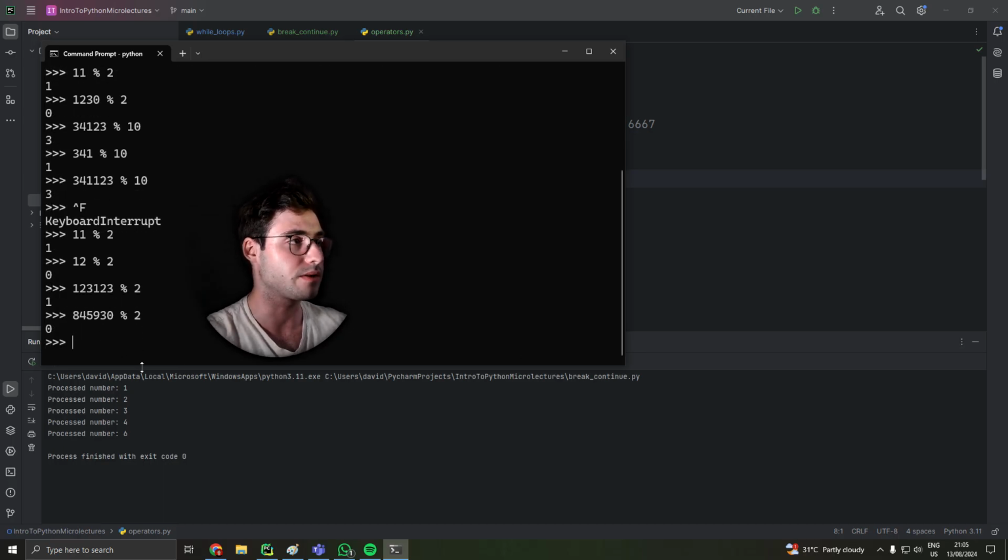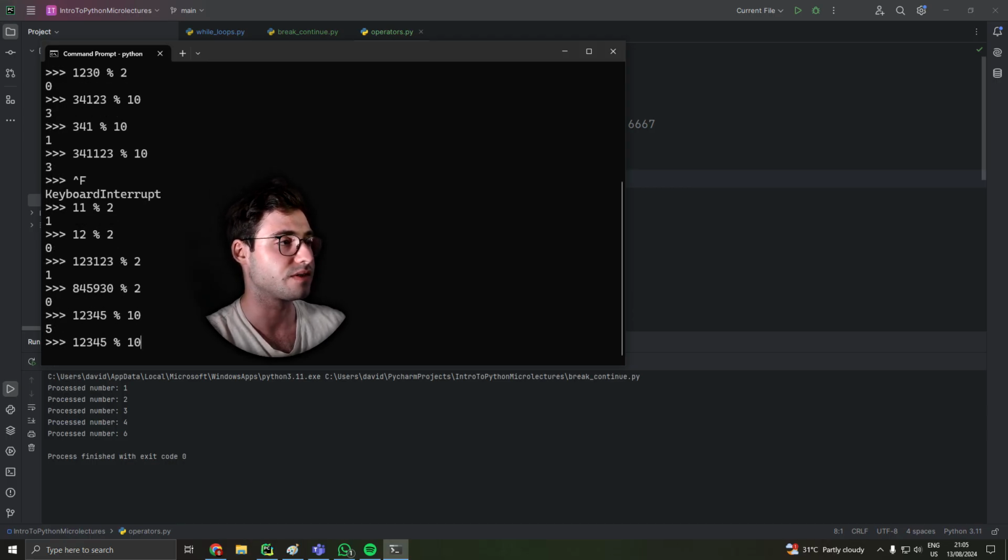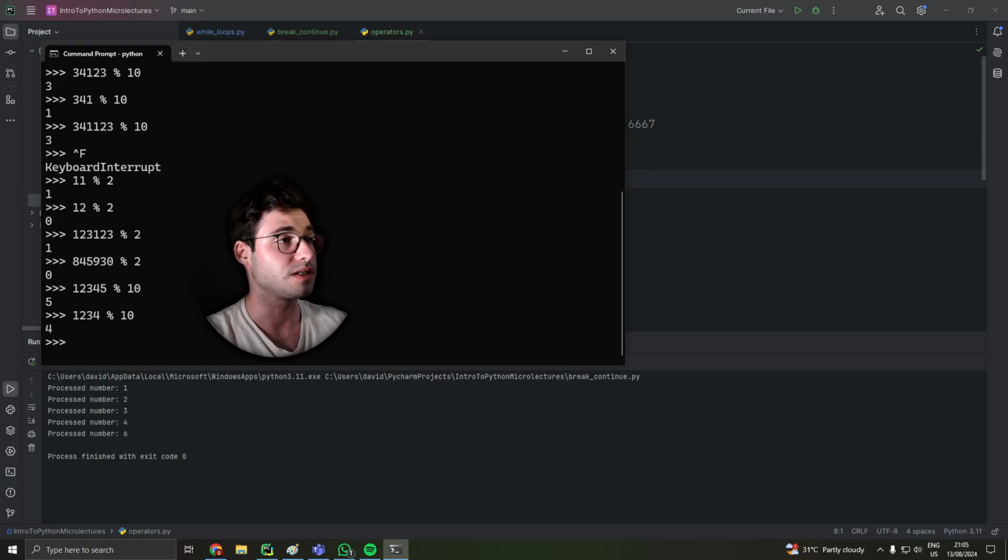Then we can also take the last digit by taking the modulo by 10. So in this case we have 12345, and we take the modulo 10, we will get 5. If we do it again, remove the 5 and do it again, we'll get 4. So keep this in mind.